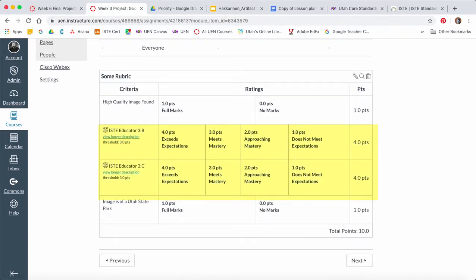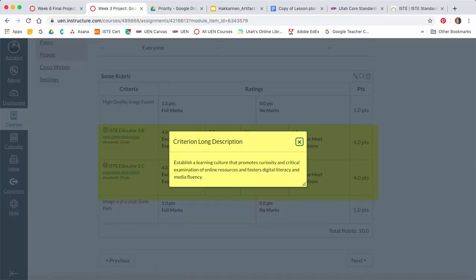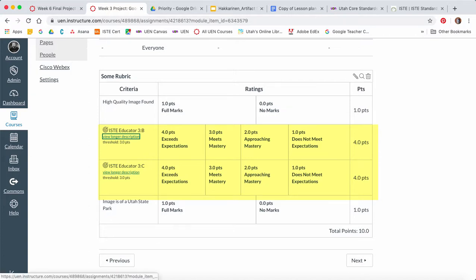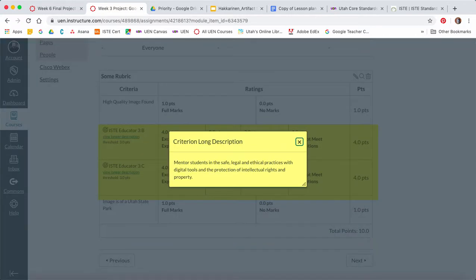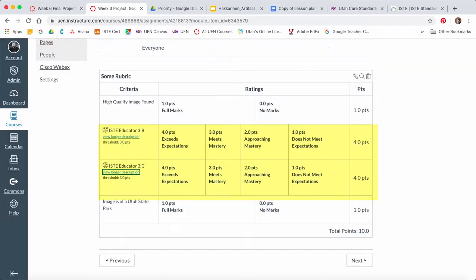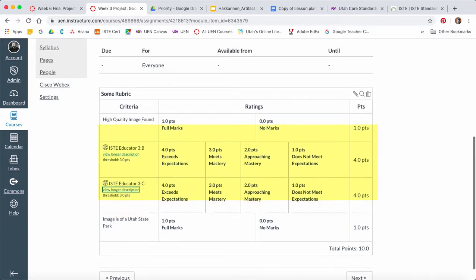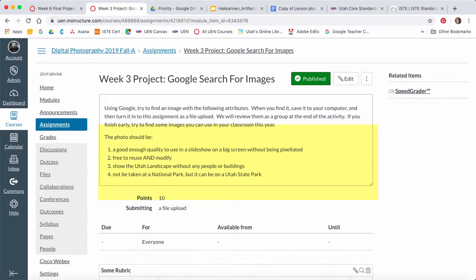3C in this activity because it is asking them to establish a learning culture that promotes curiosity and critical examination of online resources and foster digital literacy and media fluency, both for them and then eventually for their students. But it also goes over the safe, legal, and ethical practices of using these tools and respecting others' intellectual rights, and we talk about how to cite the pictures that they use.